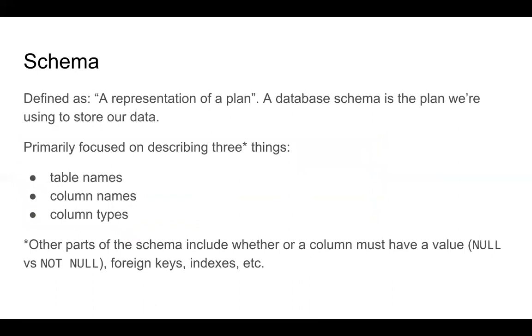So every SQL database has what's called a schema, which is defined as a representation of a plan. So a database schema is the plan we're using to store our data. And a schema usually describes three things: table names, column names, and what type of data is being stored. Other parts include whether or not a column must have a value, null versus not null, foreign keys, indexes, etc.